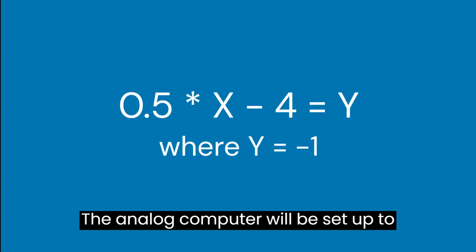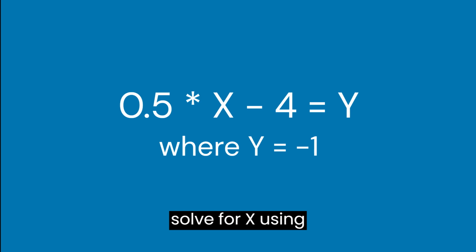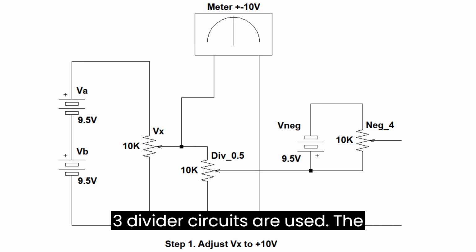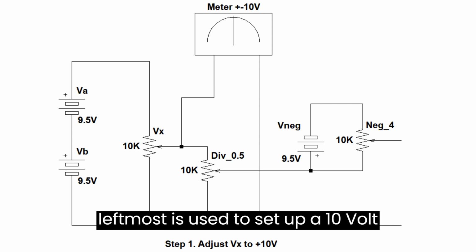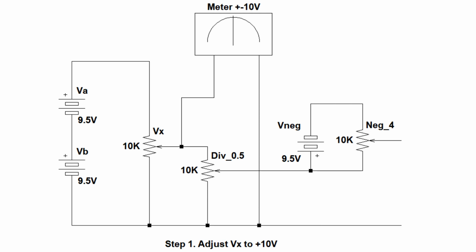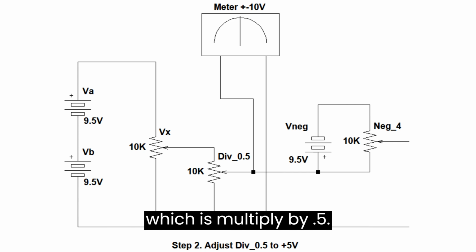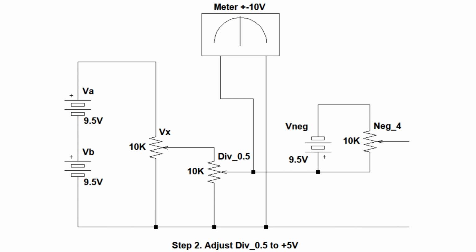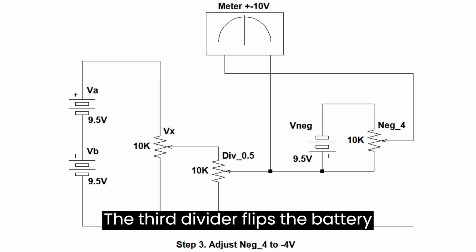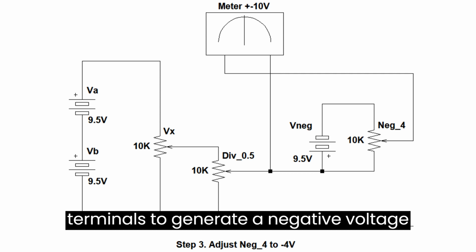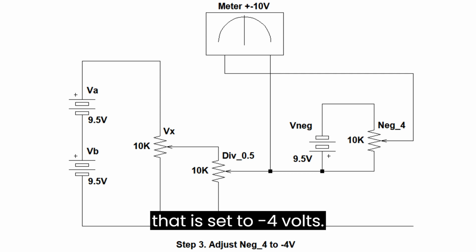The analog computer will be set up to solve for x, using 0.5 times x minus 4 equals y, where y will equal -1. 3 divider circuits are used. The leftmost is used to set up a 10-volt calibration voltage. The next divider is set to 5 volts, which is multiplied by 0.5. The third divider flips the battery terminals to generate a negative voltage that is set to -4 volts.